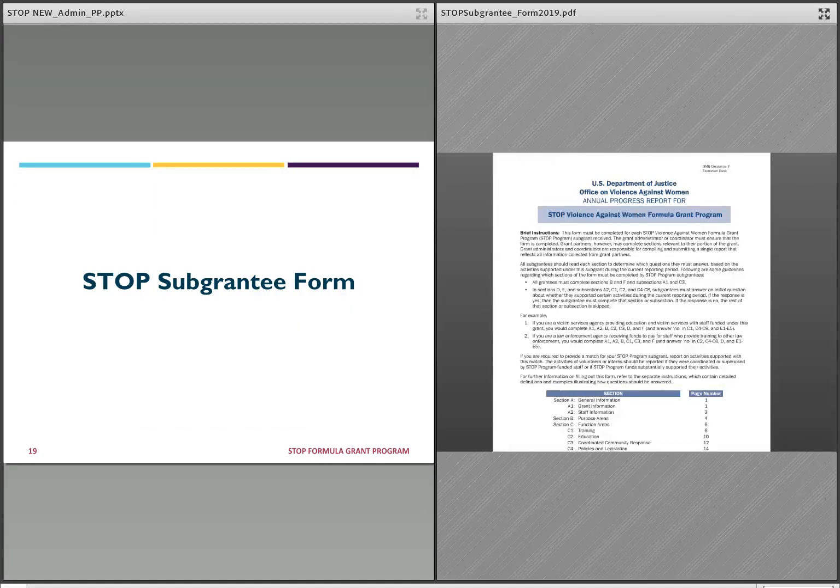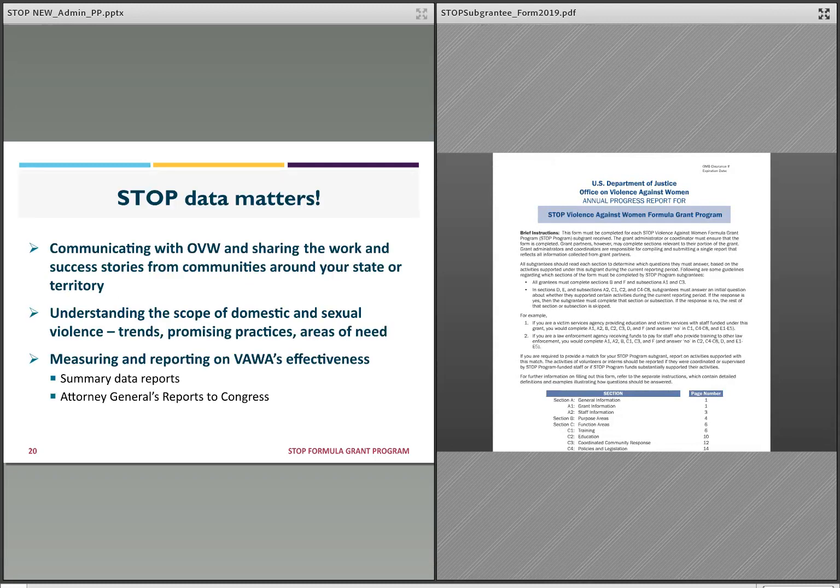Now we will talk about the subgrantee progress reporting form. STAP data matters because it is the opportunity for administrators and subgrantees to communicate with OVW and share the work and success stories from communities around your state or territory. It is an opportunity to help OVW understand the scope of domestic and sexual violence. And it is also the primary way that VAWA's effectiveness is measured and reported on. The subgrantee data that we receive here at VAWA MEI is turned into biannual STOP formula reports to Congress.